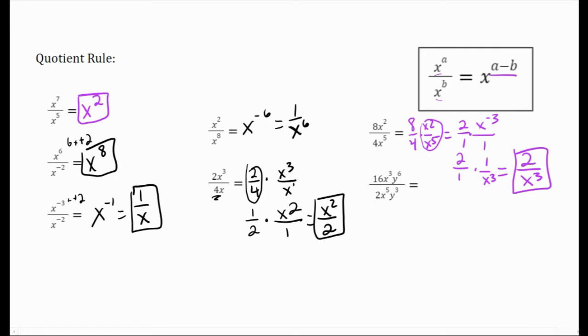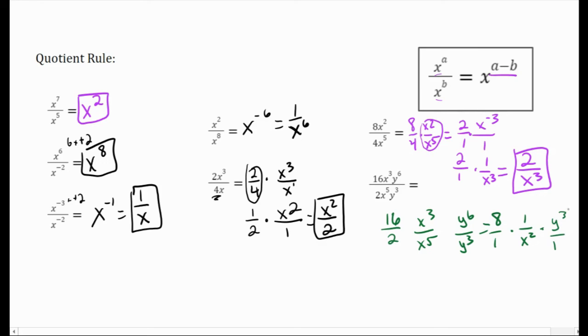Next up, we have this one here, which is a lot of numbers. I'm going to go ahead and do this below here. So I'm going to split it up: 16 over 2, x to the power of 3 over x to the power of 5, y to the power of 6 over y to the power of 3. So now 16 over 2 ends up simplifying to 8 over 1. x to the power of 3 over x to the power of 5 simplifies to 1 over x to the power of 2. And y to the power of 6 over y to the power of 3 gives me y to the power of 3.